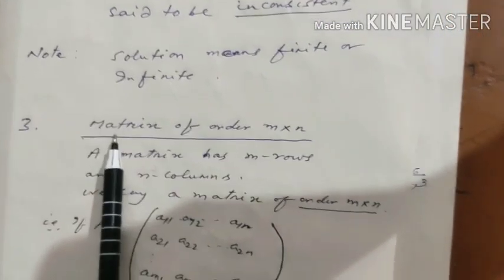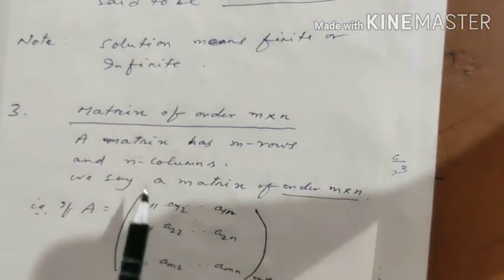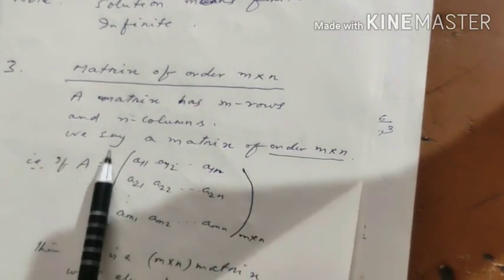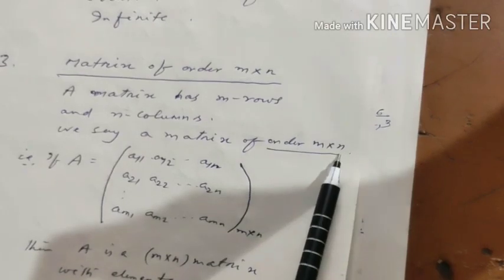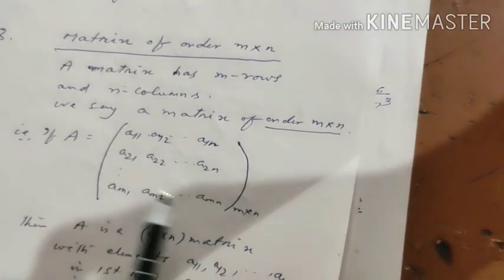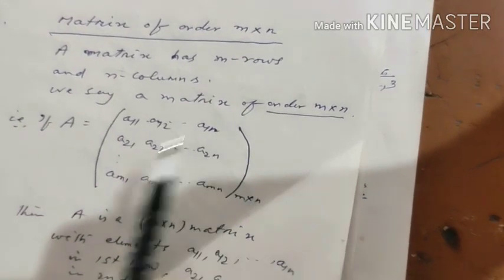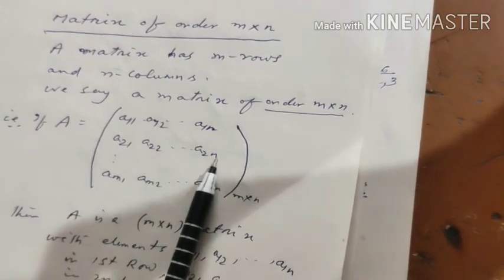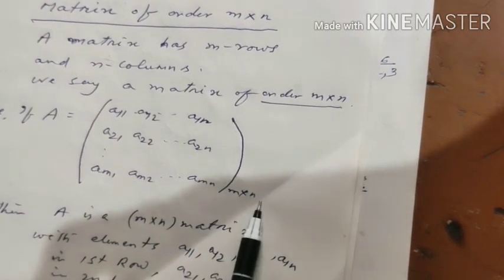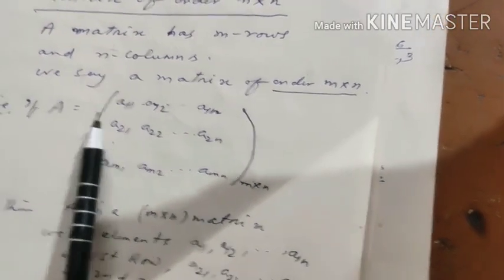Next one, matrix of order m by n. A matrix has m rows and n columns. We say a matrix of order m by n. That is, A equals, this way you write A11, A12, A1n, A21, A22, A2n, Am1, Am2 up to Amn, that means m by n. The number of rows is equal to m and the number of columns is equal to n.